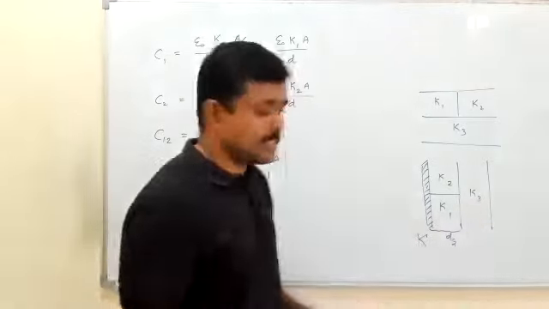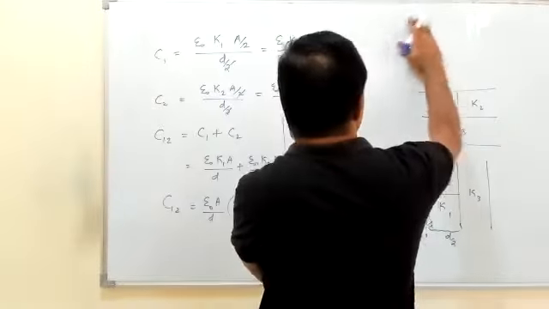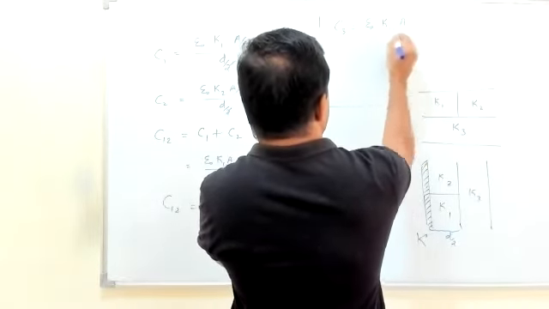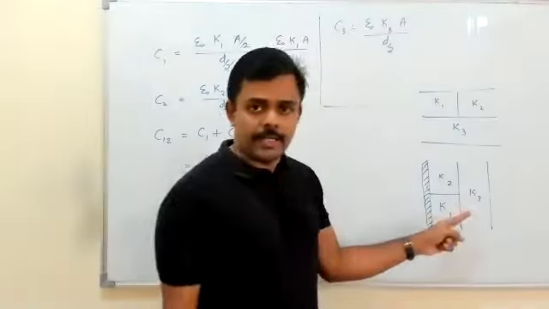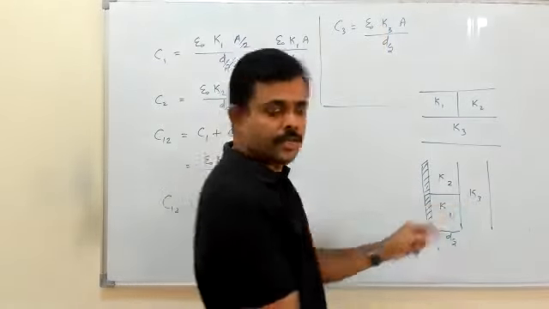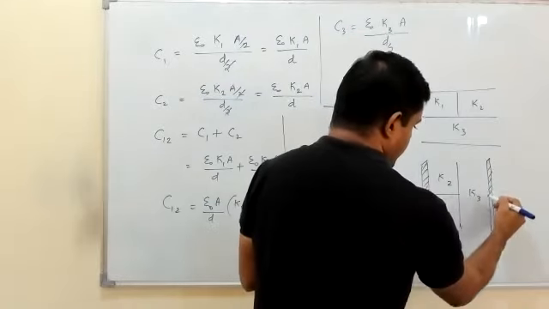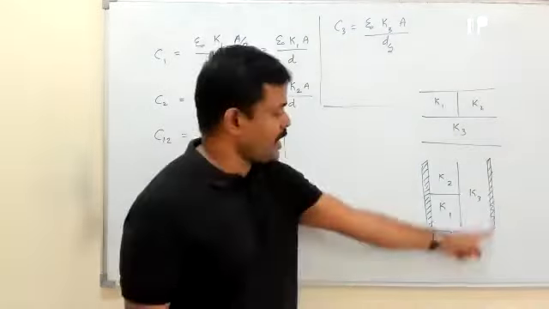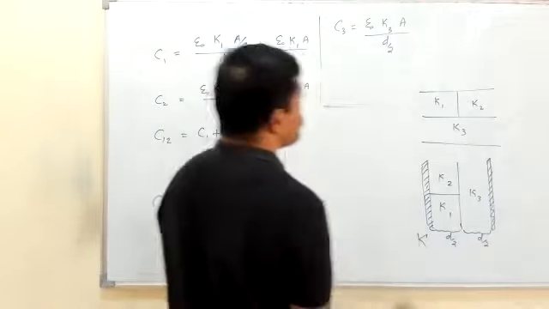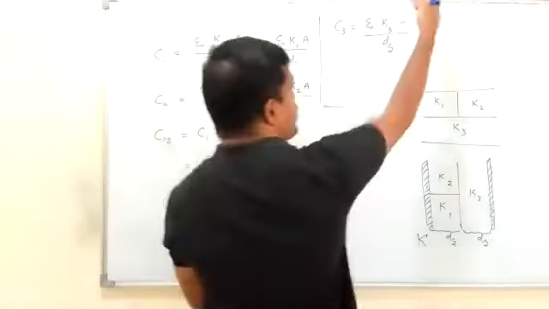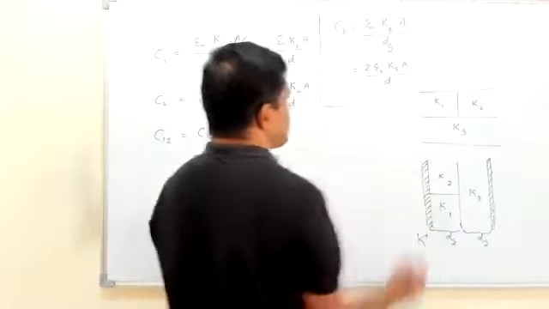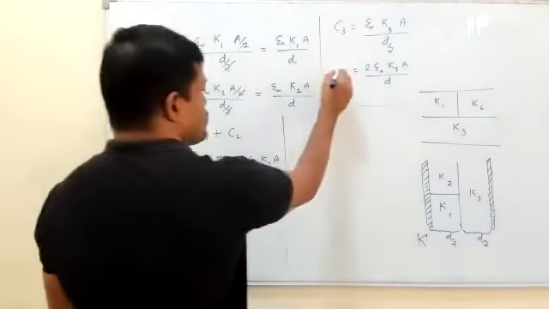What about C3, capacitance of 3? I'll do that here. C3 is epsilon 0 K3 A by D by 2. For the third capacitance, K3 is the dielectric constant. What about the area? It gets full area, entire area of the plate, so it is A. But the distance is D by 2. So epsilon 0 K3 A by D by 2. Common sense. Then take it in numerator. You get 2 epsilon 0 K3 A by D. Understood? This is C3.